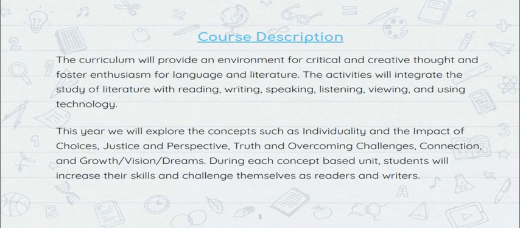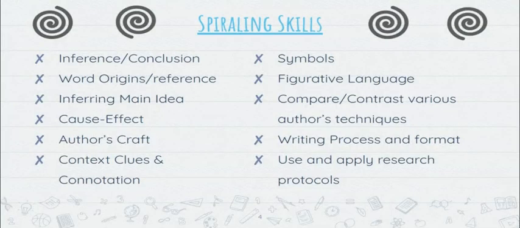During each of these concept-based units, students will increase their skills and challenge themselves as readers and writers. Some of the spiraling skills that we take from our condensed curriculum this year and will be taught throughout each unit over and over many times throughout the year's progress will be inferencing, word origins, main idea, cause and effect, author's craft, context clues, symbols, figurative language, comparing and contrasting various authors' techniques through their perspectives, the impact of their word choice, etc. We will use all the components of the writing process and the different types of writing formats that students and adults use. Finally, we will use and apply different research protocols.